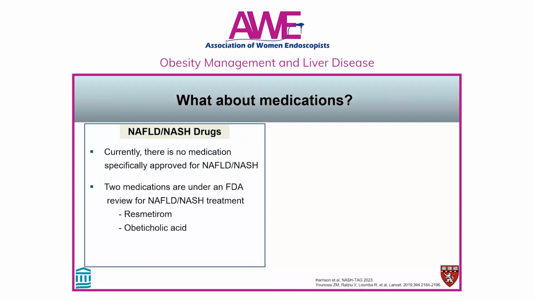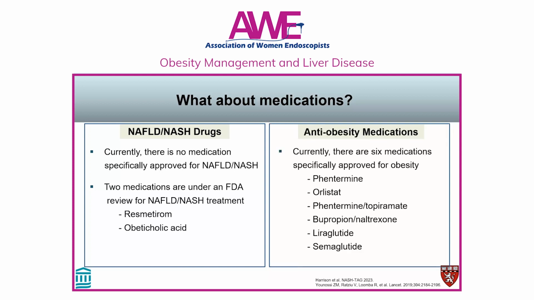What about medications? Currently, there's no medication that's specifically approved for NAFLD-NASH. There are 2 medications that are under an FDA review for NASH treatment. These are resmetirom, which is a thyroid receptor agonist, and obeticholic acid, which is an FXR agonist. What about anti-obesity medications? Currently, there are 6 medications that are approved for the treatment of obesity as listed here, with a new kid on the block being semaglutide or Wegovy, which has gotten a lot of press with approximately 14% total weight loss at 1 year in its pivotal study.